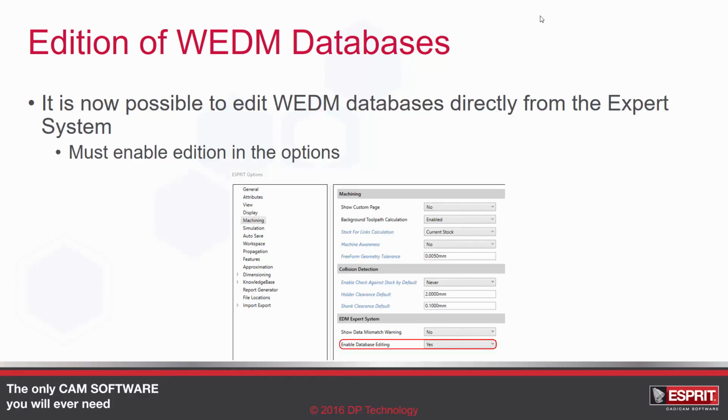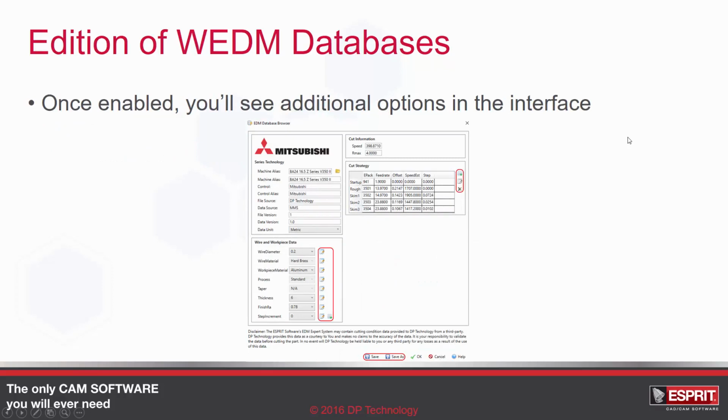In order to be able to edit the XML databases directly in the ESPRIT system, you need to first enable this in the options. It's under Options, Machining, and Enable Database Editing. You set that to yes. And then once you enable that, you'll see that you have some additional options in the interface. So you'll be able to see that we have these edit options next to the wire and workpiece data. You also have the option to add more fields to the wire and workpiece data. And then, of course, next to the cut strategy grid. And then down at the bottom, you'll see that we have that save and save as.